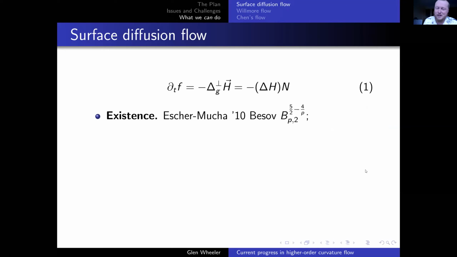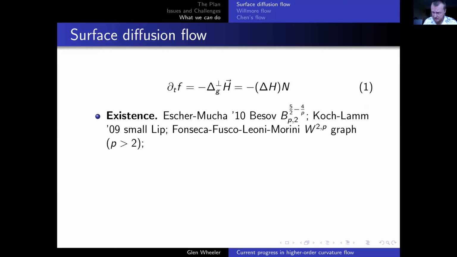5 minutes. Okay, so what I'm going to do is just really quickly go through these things. I'm sorry I won't be able to go through much detail, and then I'll just get to the last little slide. So we have this extremely beautiful paper by Escher and Mucha that uses maximal regularity in Besov spaces to get existence. Koch and Lamm did it in '09 for small Lipschitz constant. And there's minimizing movements by Fonseca and this all-star team of brilliant mathematicians who show that you can do it for W^{2,p} graphs, p greater than 2. And there's Lengeler, Shao, and Simonett that used Amann's theory, a development of that, to show it for C^{1,α}. Now, that C^{1,α} is important when you think back to the inverted catenoid.